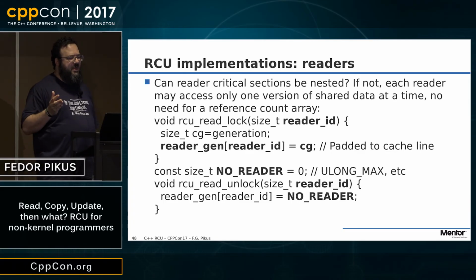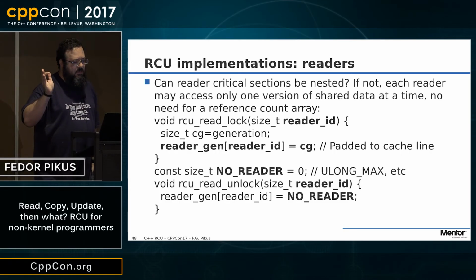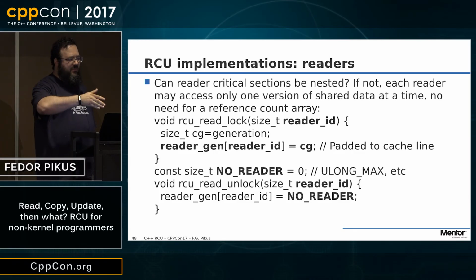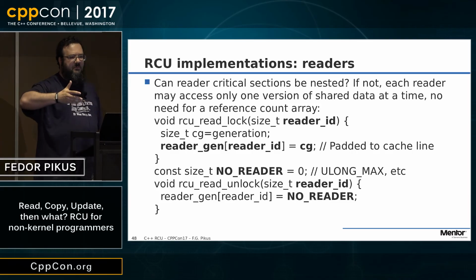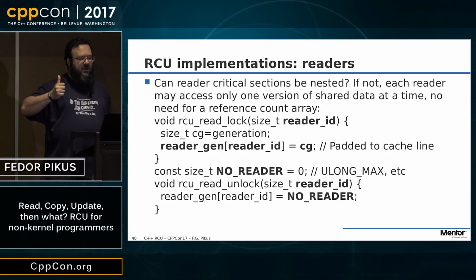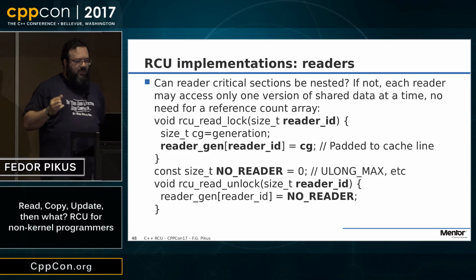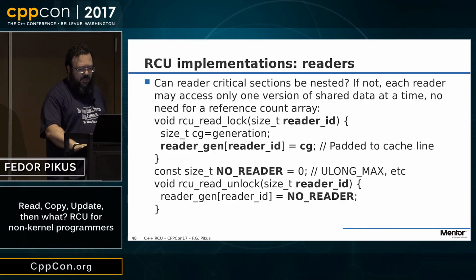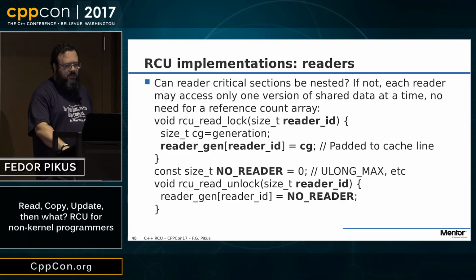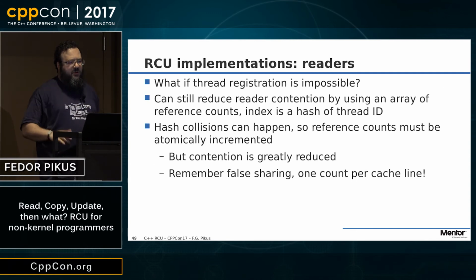You don't need a full reference count. For every reader, you can just know, is it in the critical section or not? So instead of having an actual reference count, the reference count for this reader is either 1 or 0. So you can do that if you don't need nested critical sections. If you can't register threads, you can do the hashing of thread IDs.